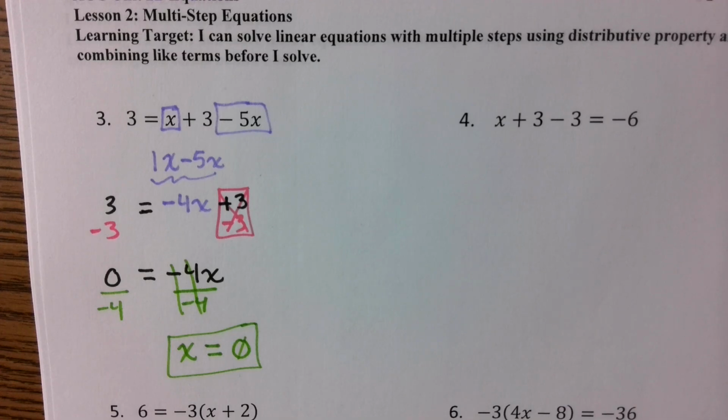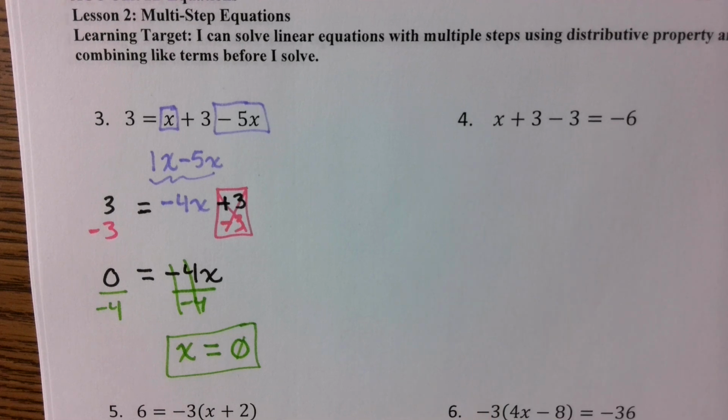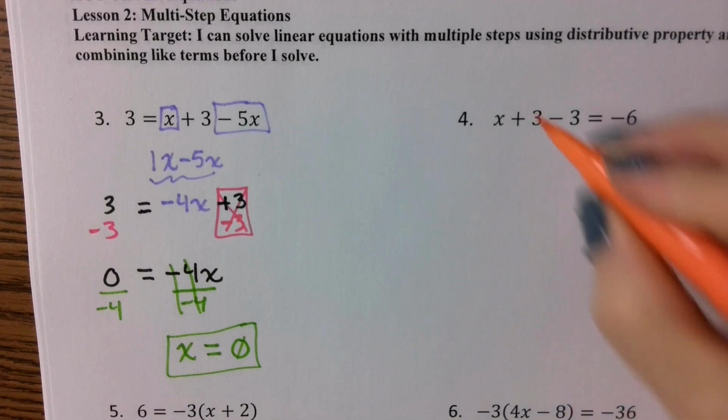Yeah. All right. Problem number 4. X plus 3 minus 3 is equal to negative 6. Distributive property? Nope. Combine like terms? Yeah. What can I combine? Tanner? The 3 and the negative 3.